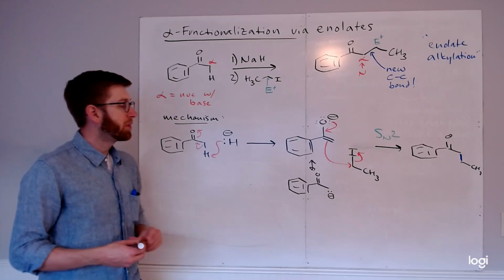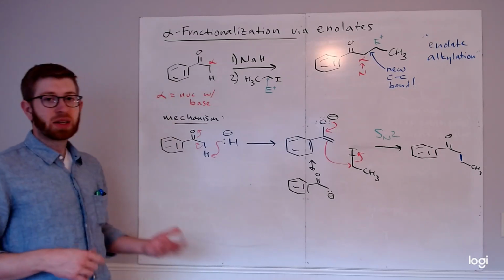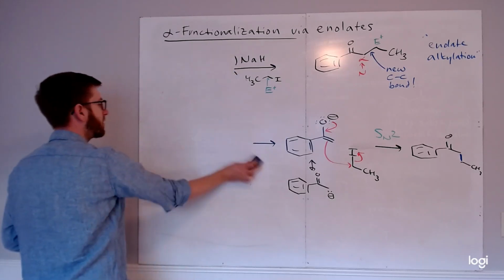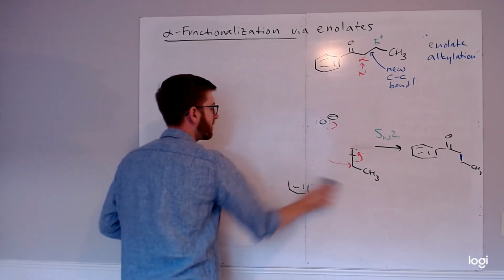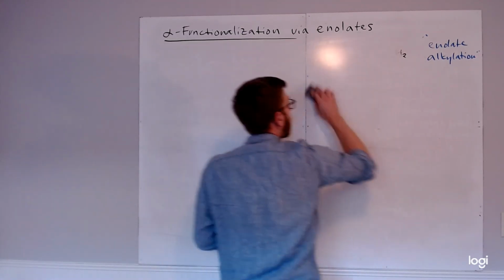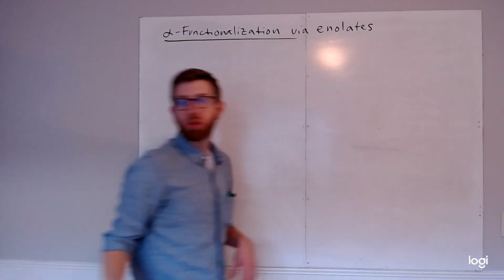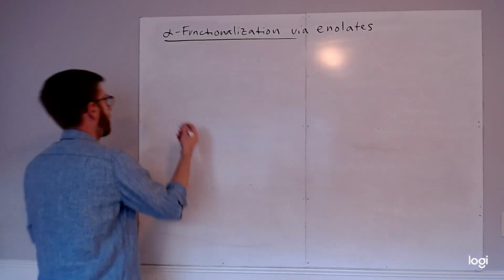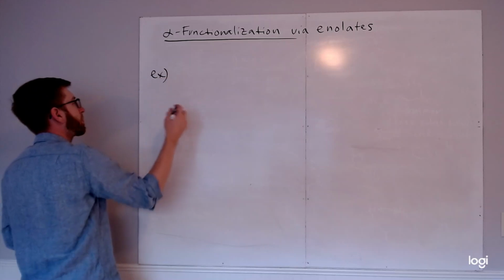So let's look at a couple of other examples of this enolate alkylation. What we'll do is look at different kinds of electrophiles and different kinds of nucleophiles to get a sense for what works and what doesn't work with respect to these enolate alkylations. So, another example.